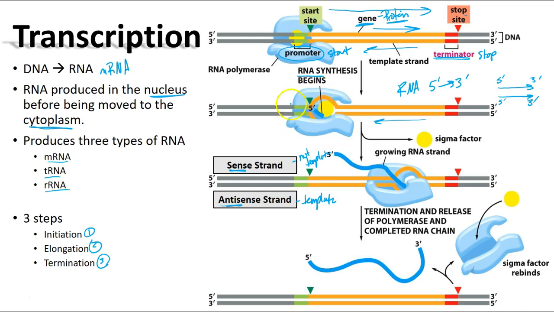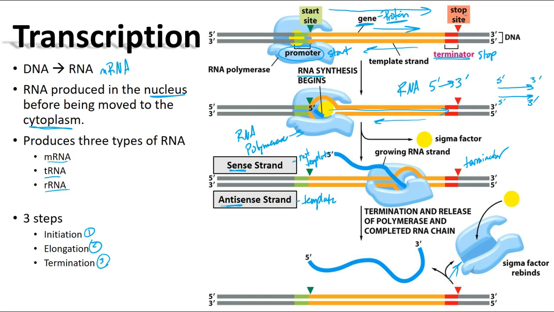The RNA polymerase, which is this big molecule that is blue, is going to start at our promoter region, which is the start signal, and it's going to work in a 5' to 3' direction to our terminator. This would be the stop site. And so once the RNA polymerase gets to the terminator, it's going to disassociate, or it's going to fall off.